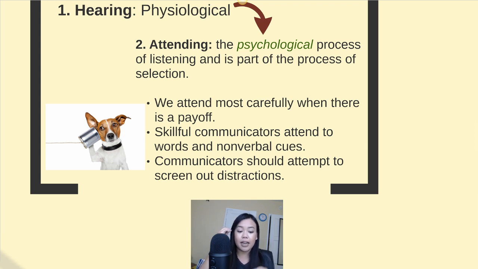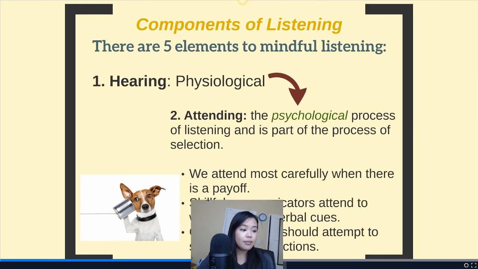And one of the key things we have to remember when we do attend, when we do that psychological choice to pay attention to something, we have to make sure that we're paying attention to both the nonverbal cues and the words that someone is saying as well. At times we might zero in completely on just the verbal conversation that someone is giving us, and we are not listening with our eyes to the person's nonverbal behaviors as well. And so very important then that we try to screen out distractions. We try to set an environment where we have the highest chance of success when it comes to trying to mindfully listen. All right.